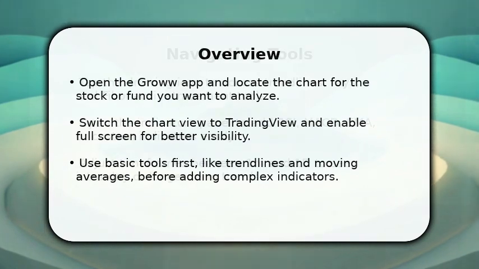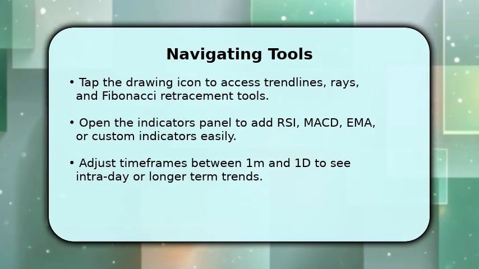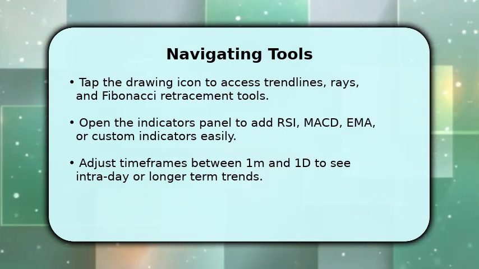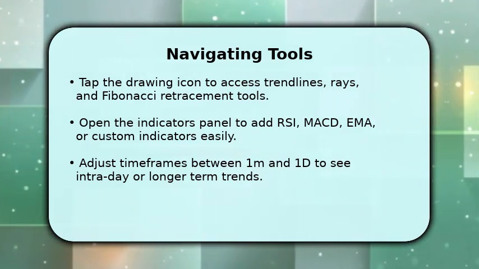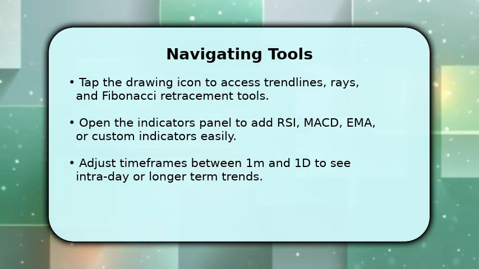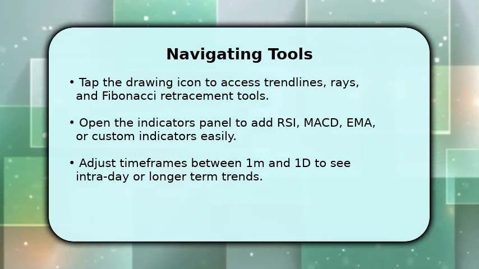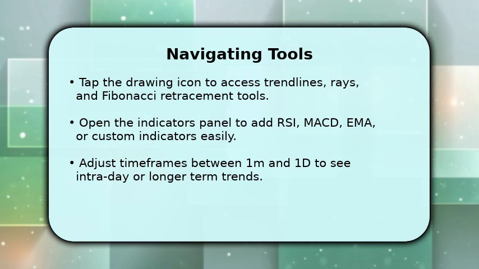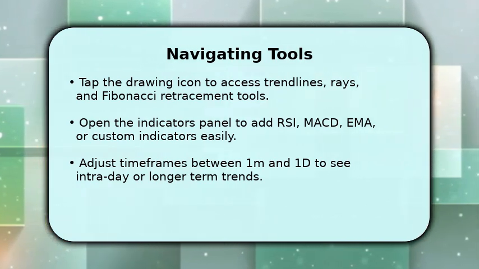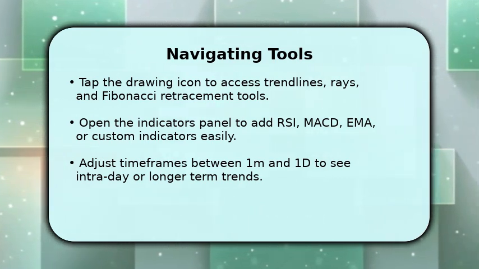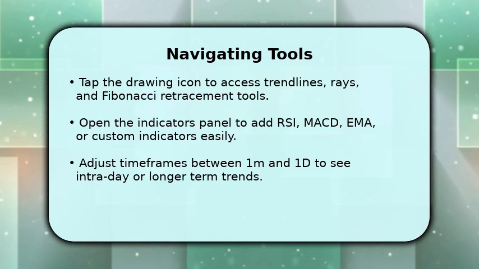Open the drawing toolbar and practice placing trend lines and Fibonacci levels gently, as if marking maps for trades. Add indicators from the panel, like RSI or EMA, and tweak their settings to match your strategy. Change timeframes to confirm patterns across multiple durations, and use the crosshair to check exact price points. Regularly save chart templates so you can return to consistent views quickly and confidently.